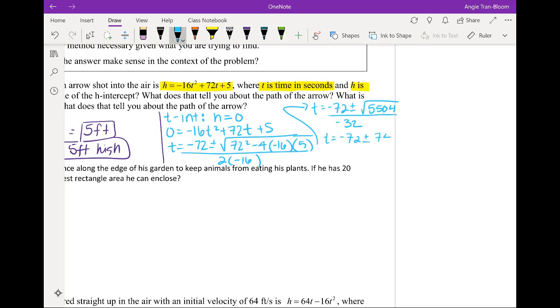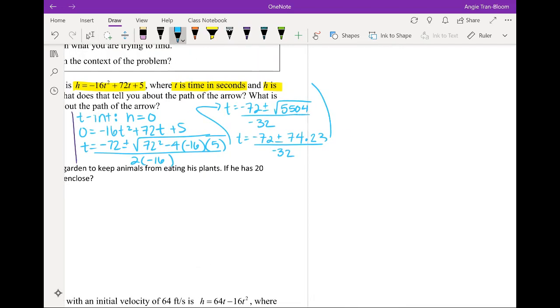74.2. 74, 2 decimal places, 0.2 what? 3, okay, divided by, would you agree that the denominator is negative 32? Like that. Okay, now we have to solve for t. That means in an application we have to separate these. So we're going to do negative 72 plus positive 74.23 divided by negative 32. Second equation is t equals negative 72 minus 74.23 divided by negative 32.